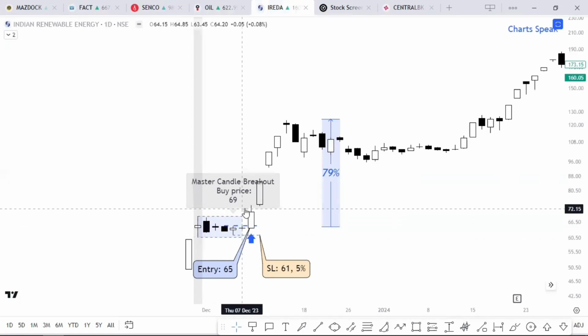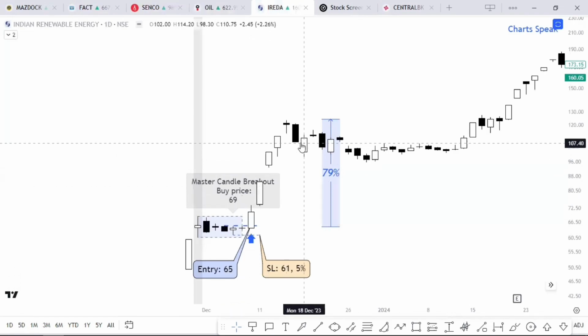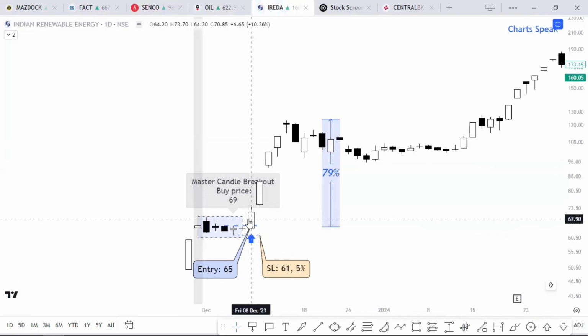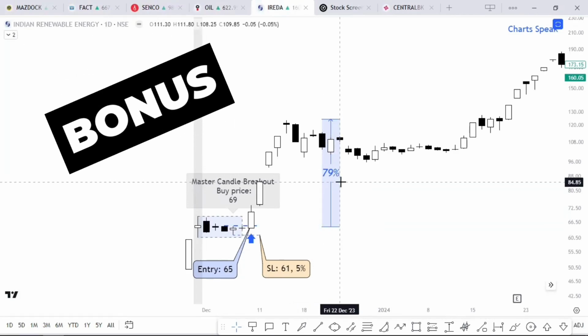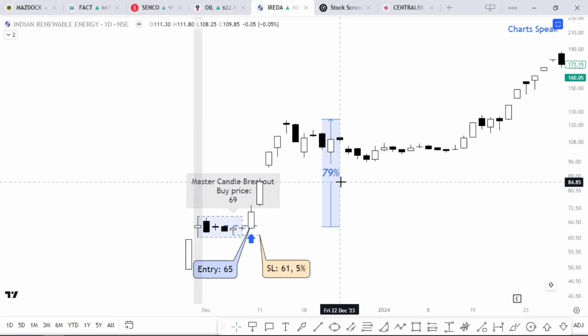After the breakout, the stock hit back-to-back 20% upper circuits and 10% upper circuits, delivering 79% in just a week. I hope you were able to learn what type of master candle setups have more probability of success and what type of master candle setups do not work much. The master candle setup can also be used in intraday trading as well as for swing and positional trading, offering opportunities for traders of all styles.